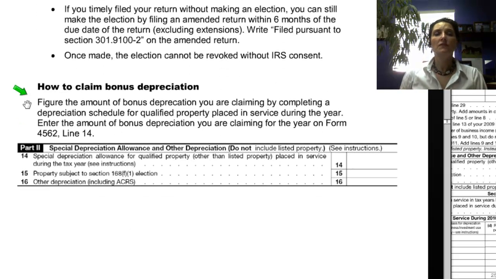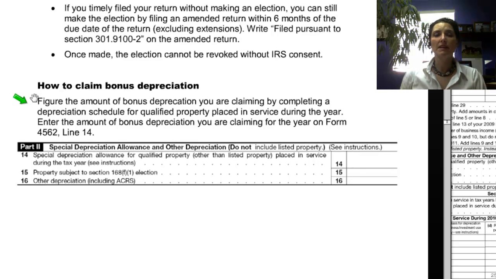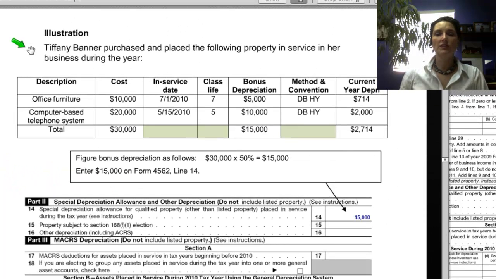Now, how do you claim bonus? Figure the amount of bonus depreciation you are claiming by completing a depreciation schedule for qualified property placed in service during the year. Then enter the amount of bonus depreciation you are claiming for the year on line 14 of Form 4562. And here is an illustration of how we would figure bonus depreciation. Tiffany Banner purchased and placed the following property in service in her business during the year. Office furniture with a cost of $10,000 and a computer-based telephone system costing $20,000. The total cost of assets placed in service for the year is $30,000.